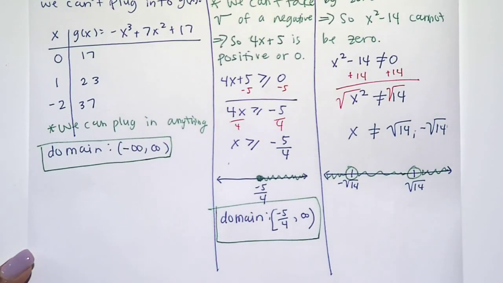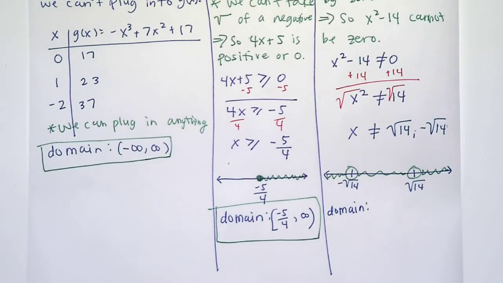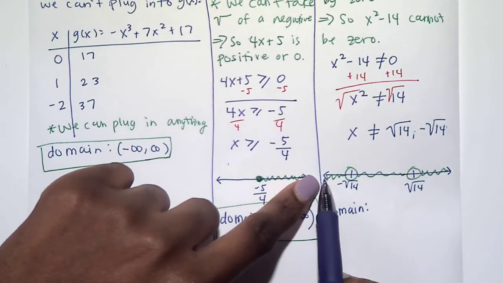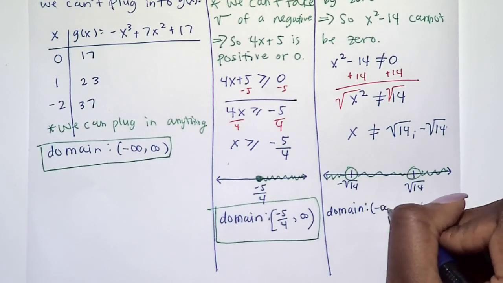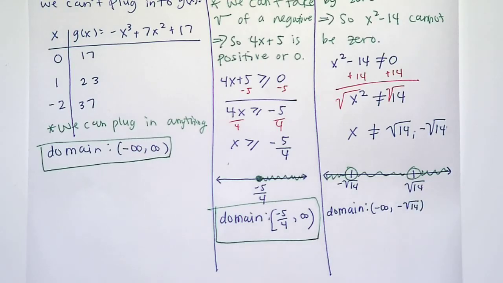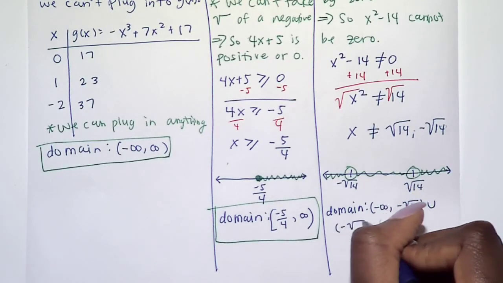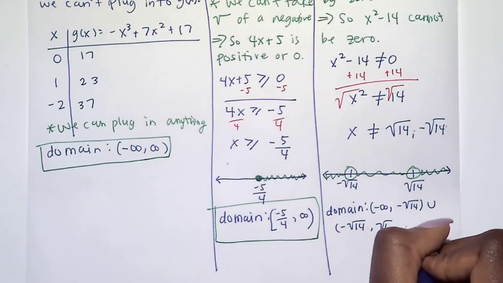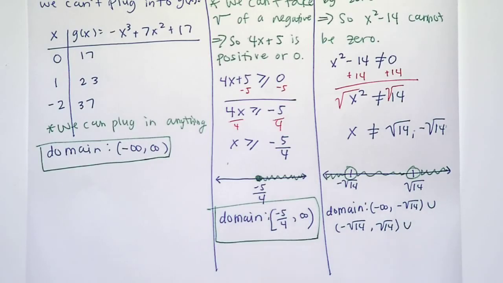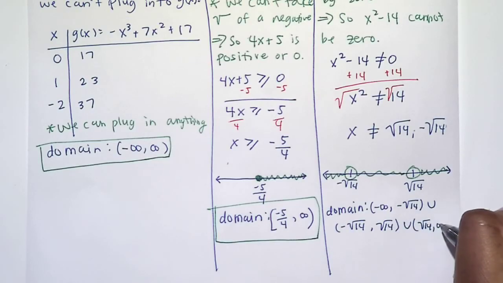So that means we can use this number line to write out the domain of our function. So x can be from negative infinity to negative square root of 14. We don't want to include it because x cannot be square root of 14. Union, it can also be from negative root 14 to positive root 14. Union, from root 14 to infinity.